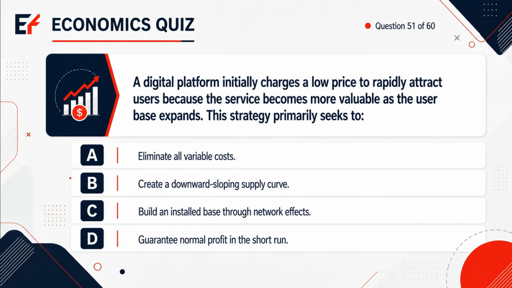This strategy primarily seeks to A. Eliminate all variable costs. B. Create a downward sloping supply curve. C. Build an installed base through network effects. D. Guarantee normal profit in the short run. The correct answer is C.